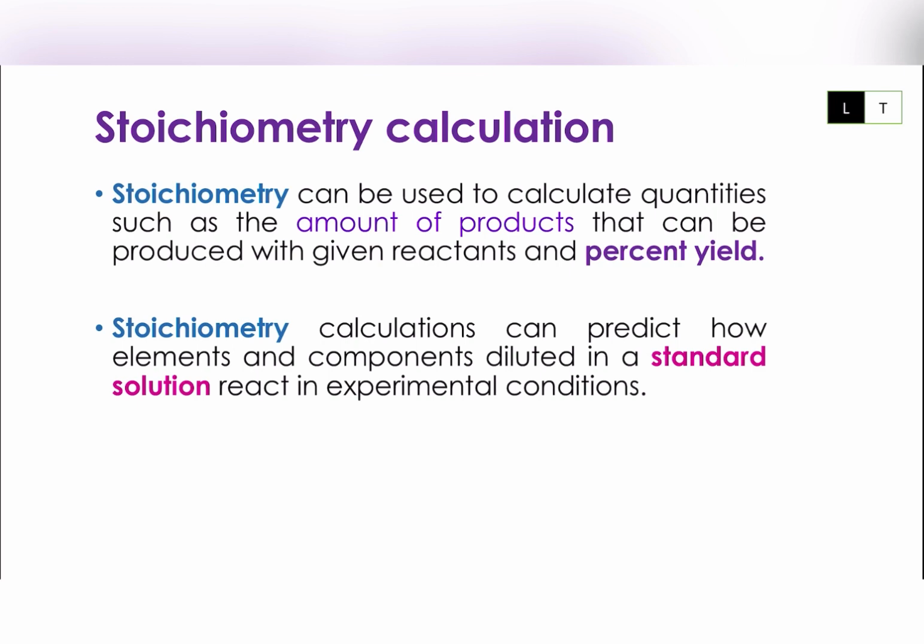In this video, we are going to focus on stoichiometry calculation. What is stoichiometry? Stoichiometry is a method that can be used to calculate quantities, specifically the amount of products that can be produced or the percentage yield. Stoichiometry calculation can also predict how the dilution of elements and components in a standard solution works.